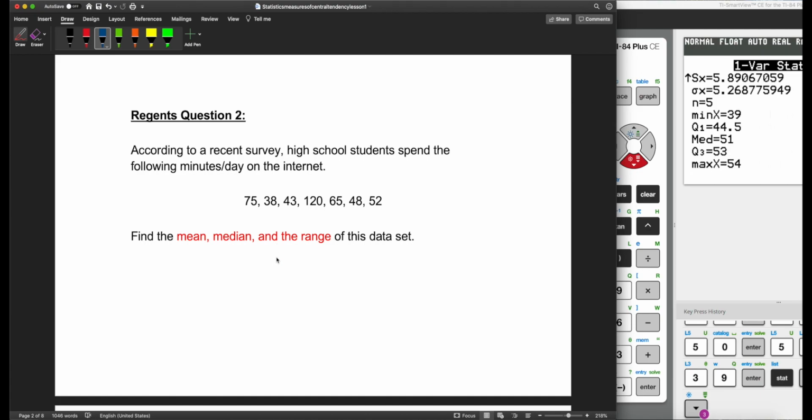So here's the second Regents question. Now notice there's no multiple choice here. That means you can get partial credit. And what I tell my students all the time is when you're taking part 2s, 3s, and 4s in the Regents, always put as much as possible.